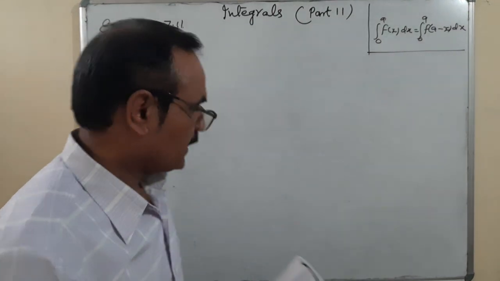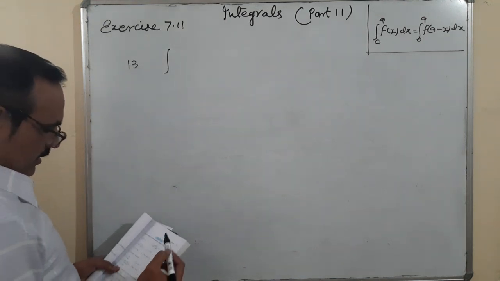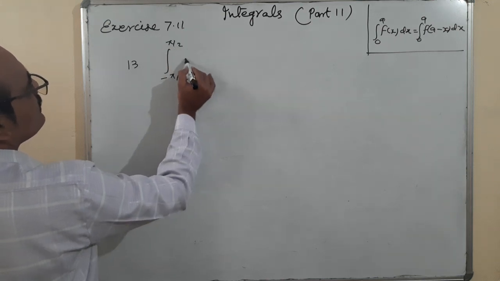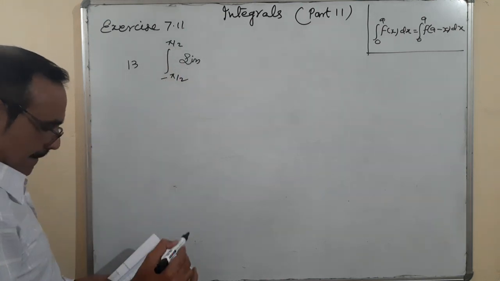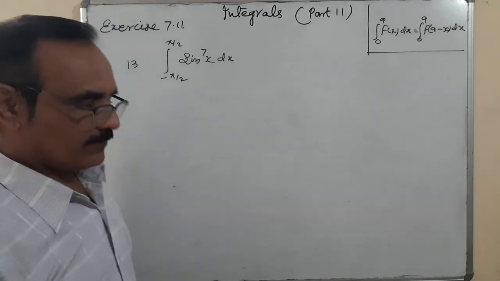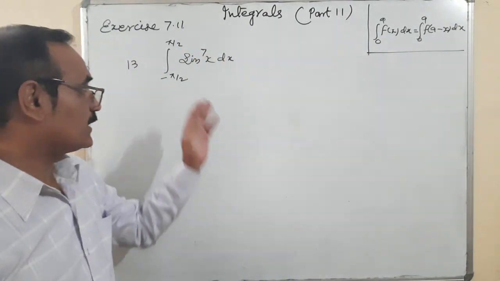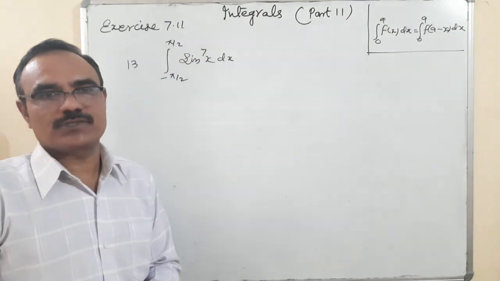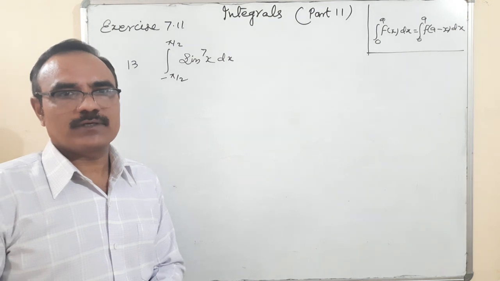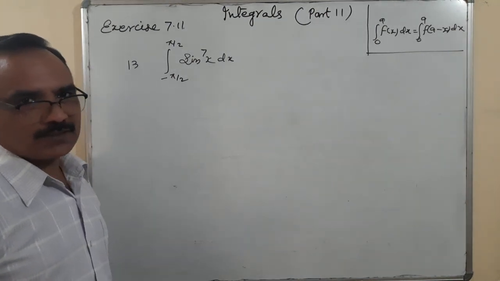Now question number 13. Integral from minus pi by 2 to pi by 2 sine to the power 7x dx. Some of you are very much scared that, oh, sine to the power 7x dx, how to solve this question? What is the integration of it? It's very difficult, sine to the power 7. Really, it's difficult, okay, because the power is 7.